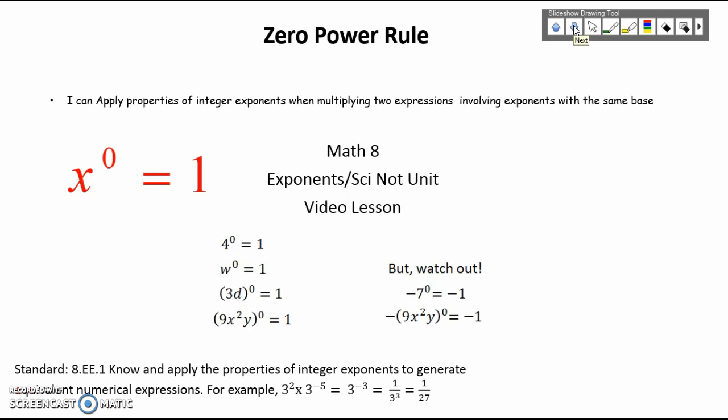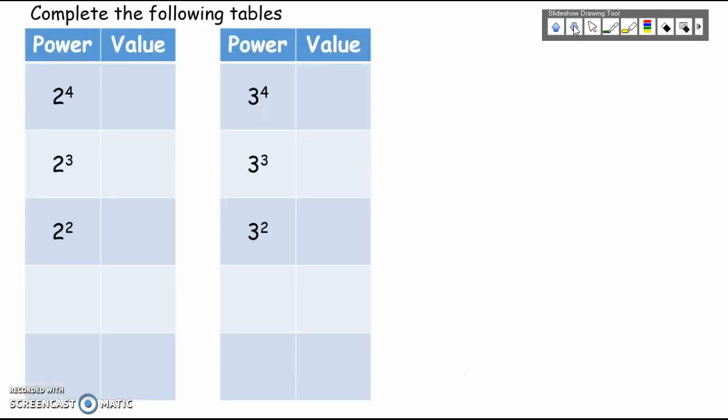Any number to the zero power is going to be equal to 1. And we are going to prove that in the next 2 slides. First thing we're going to do is look at these tables. We are going to complete the following tables, and we are going to see if there is some kind of pattern that will show us what any base to the zero power is actually equal to.